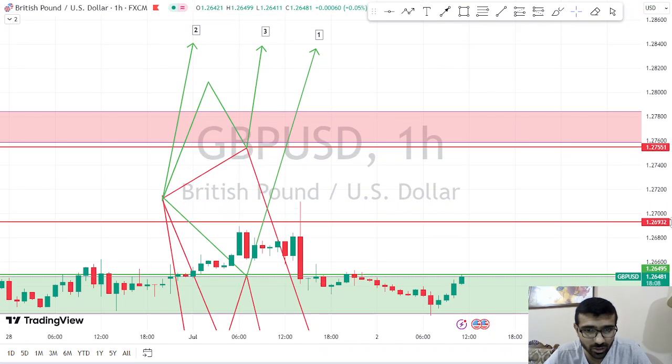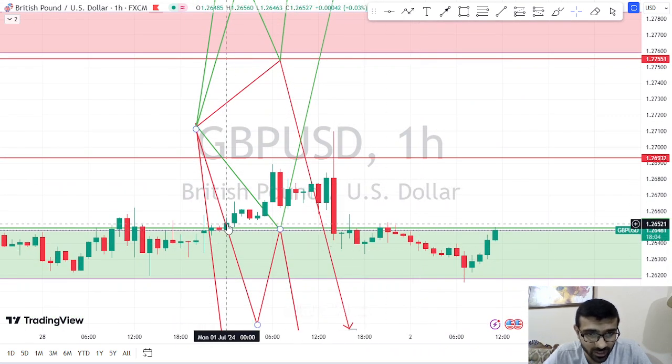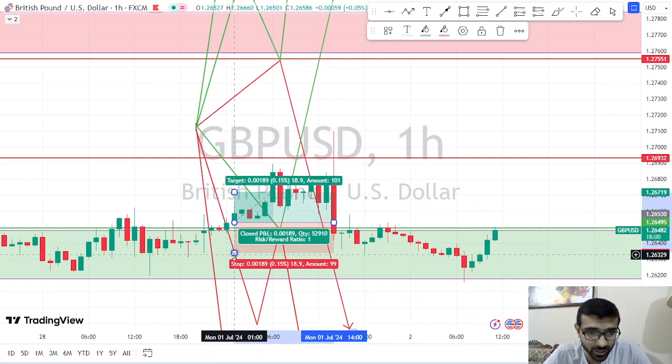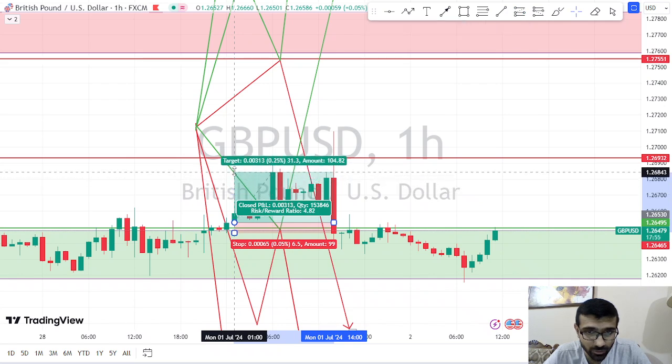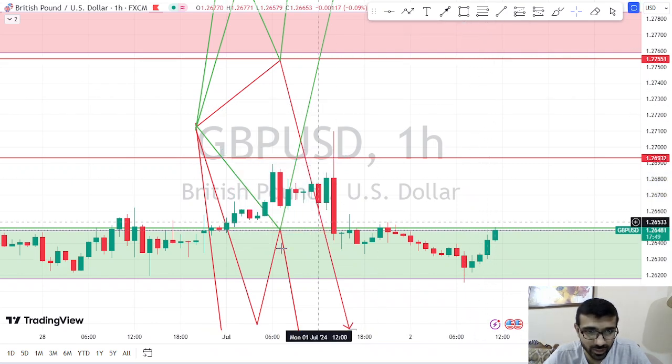So let me see that how much profit or loss would you guys have made by taking this entry over here. Okay, so this will be the only entry that you guys would have taken on the 1st of July over here, and you guys would have made a profit of approximately at least 5.4%, okay, which is a very good and decent profit.